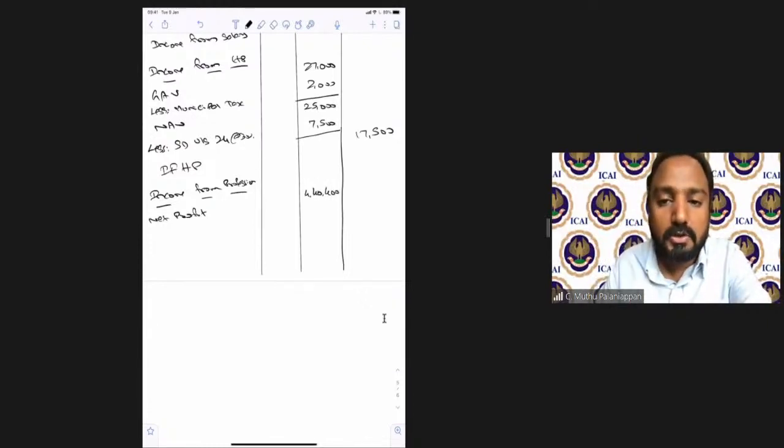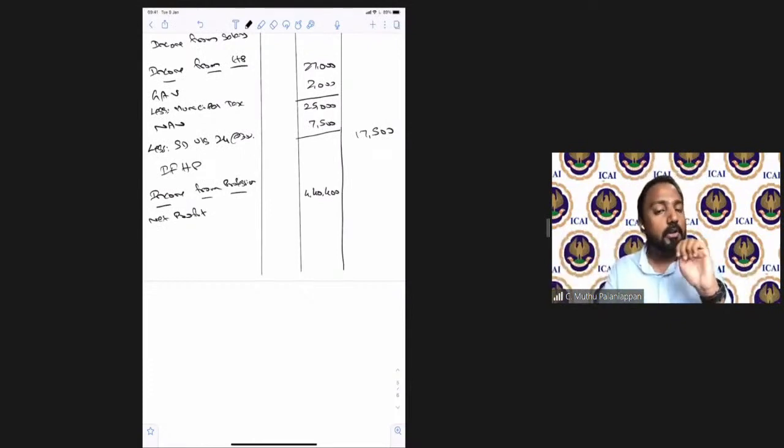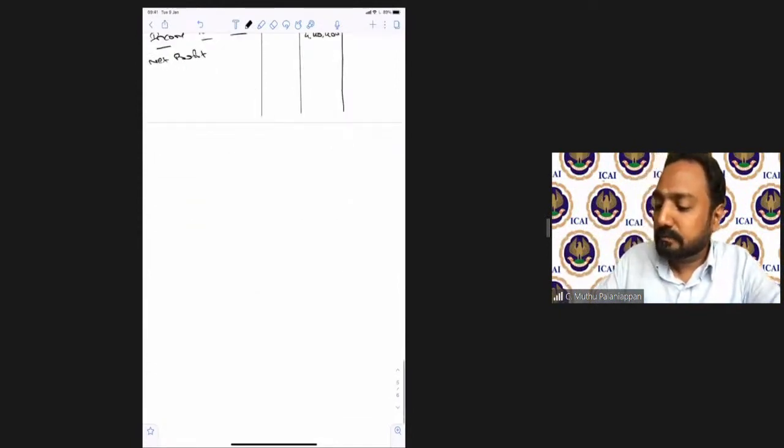4,40,400. So this 4,40,400, we need to adjust all the heads of income. So in adjustment, there are 4 types of adjustment in your business or profession. Whatever you have studied, I'll just summarize these 4 heads alone. Let's keep it this way: 2 adjustments related to income, 2 adjustments related to expenditure. So I'll just write it somewhere and then delete it.